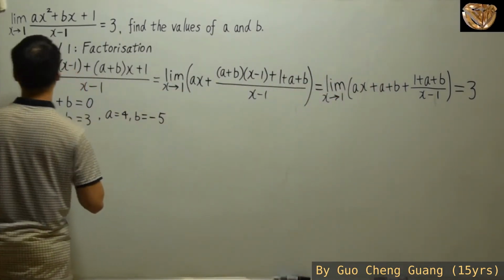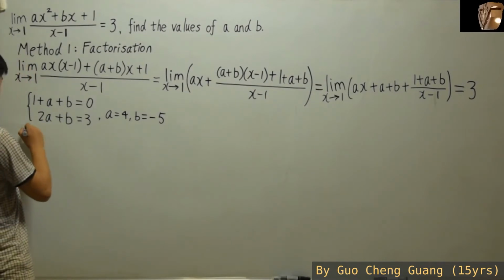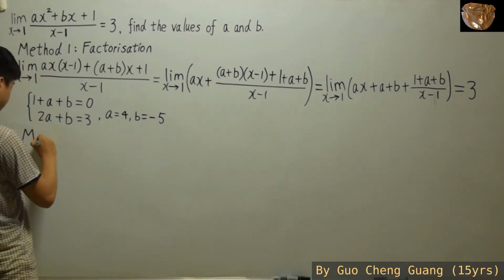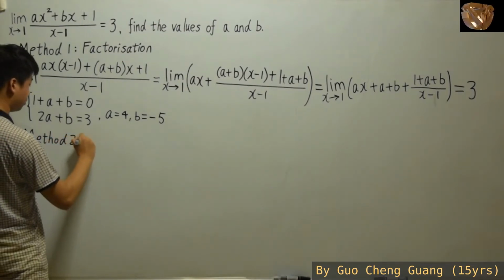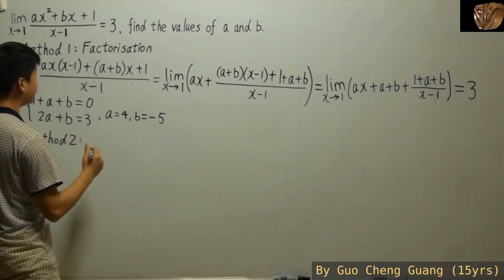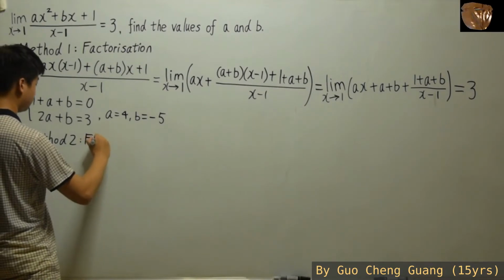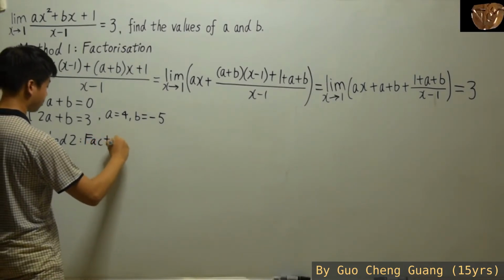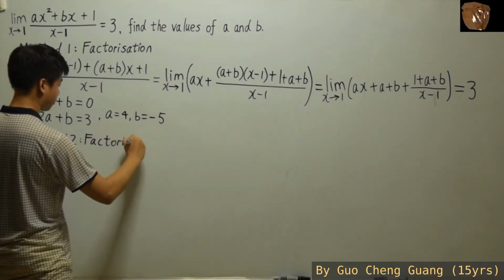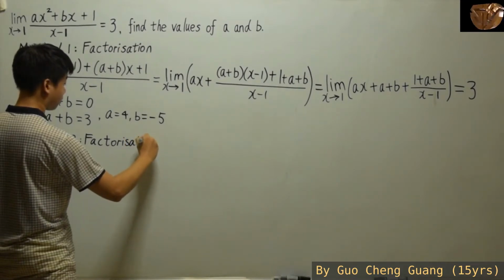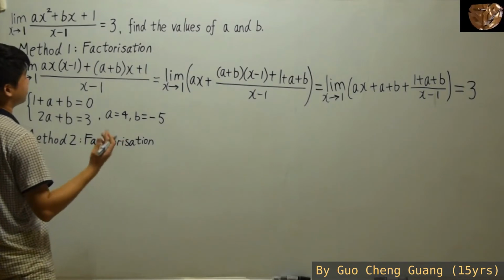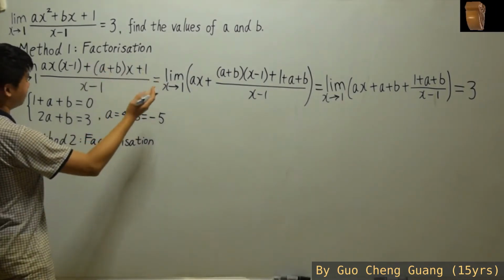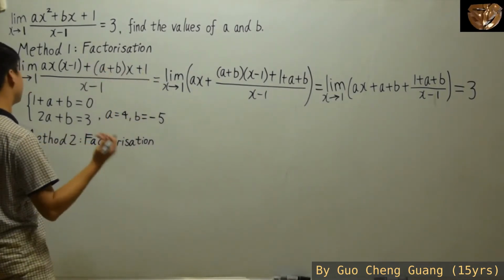Now we'll take a look at our second method. So, method 2, actually once again it will be a factorization. You can also choose to differentiate these two methods as factorization 1 or factorization 2, but whatever.